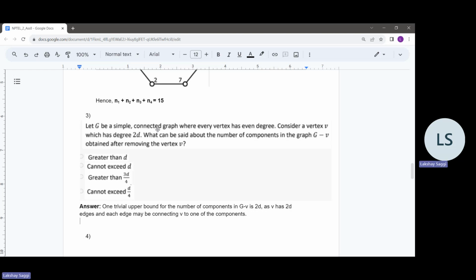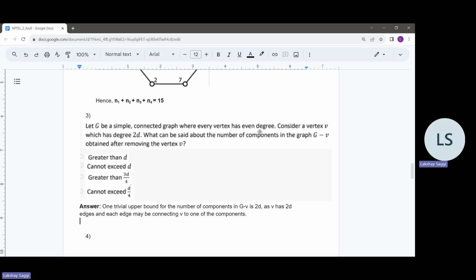And for each component being connected to V, there must be an edge from that component to V, right? And there can be only 2D such edges. So there can be only 2D such components at max. So one thing we can say for sure is for any graph, there can only be 2D components maximum. But note that we are not given any arbitrary graph. We are given a connected graph where every vertex has even degree.